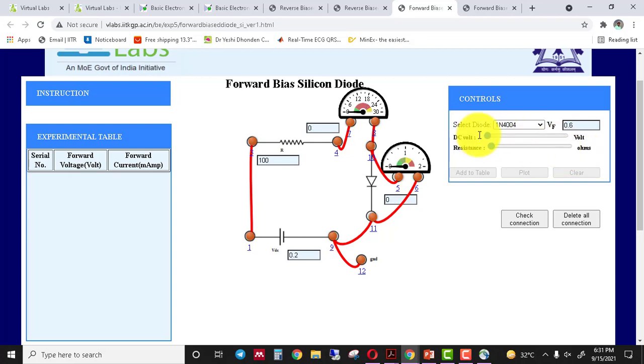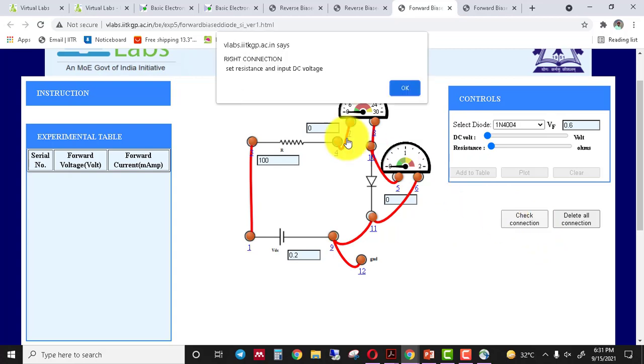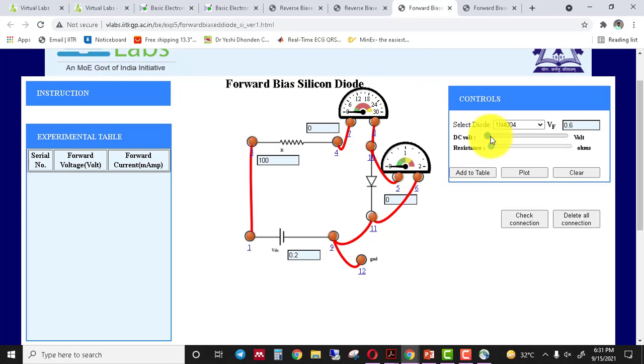to 5 volt. Okay, so firstly we set the resistance value 100 ohm, and after that we vary the voltage. Before varying the voltage you have to check whether you made the right connection or not. Okay, so firstly you have to check the connection. I just click on check the connection, and here you can see that a message appears that it is the right connection. Okay, so now vary the DC voltage.